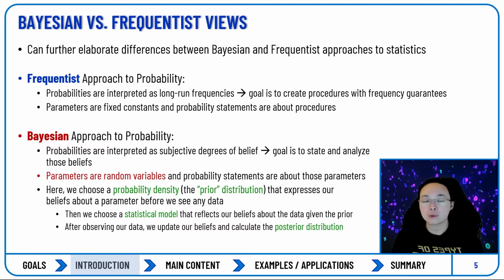Here, we're supposed to choose a probability density called the prior distribution that expresses our beliefs about the parameter before we see any data. Then we can choose a statistical model that reflects our beliefs about the data that's given prior to us. And after observing all the data that we've collected, we can update our belief and we can calculate a posterior distribution to further analyze the statistics. So these are the steps that we'll take in later chapters when we're actually doing statistical analysis, but that's kind of what we're leading up to.